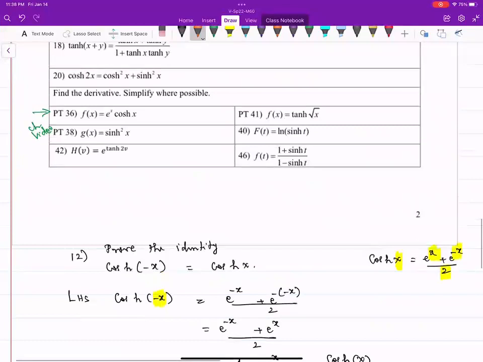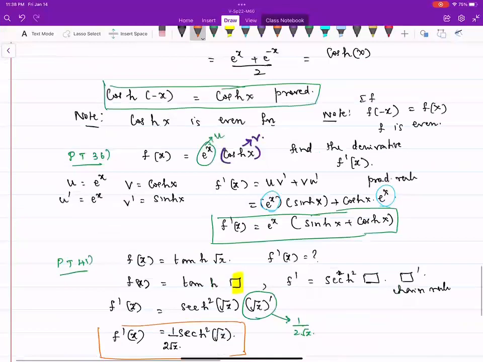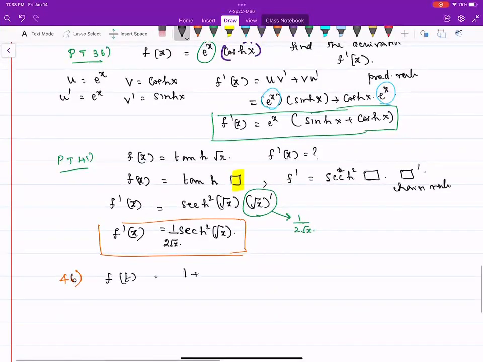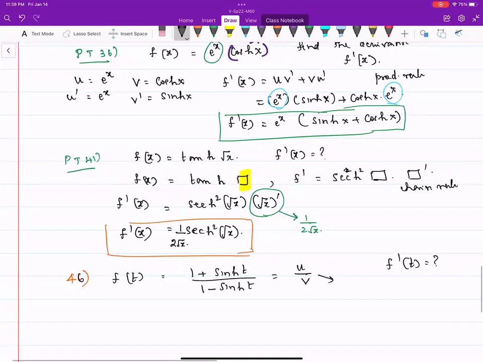We can try one more of the derivative, which could be either 45 or 46. Let's try 46 here. So find the derivative of f of t, which is equal to 1 plus sine hyperbolic t over 1 minus sine hyperbolic t. So this is of the form u over v. You want to find out the derivative. So apply quotient rule.